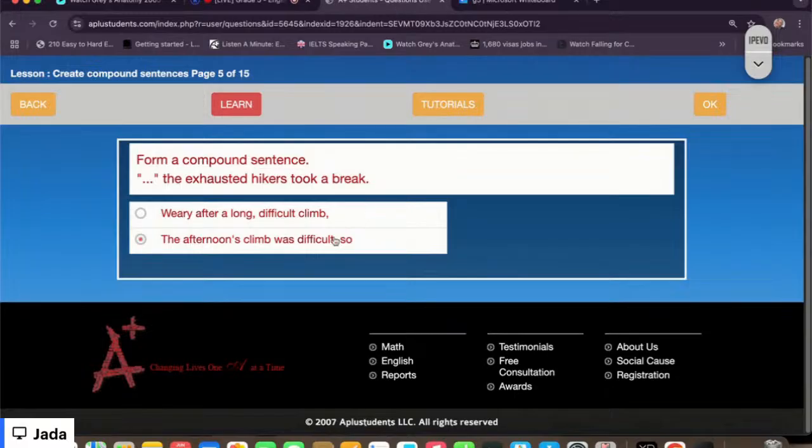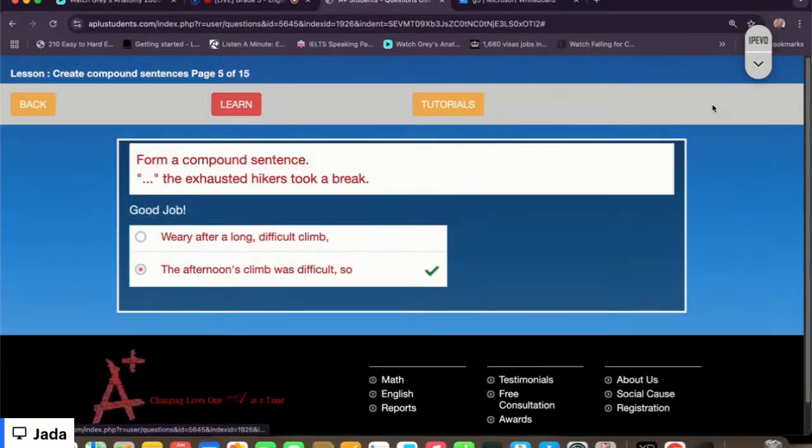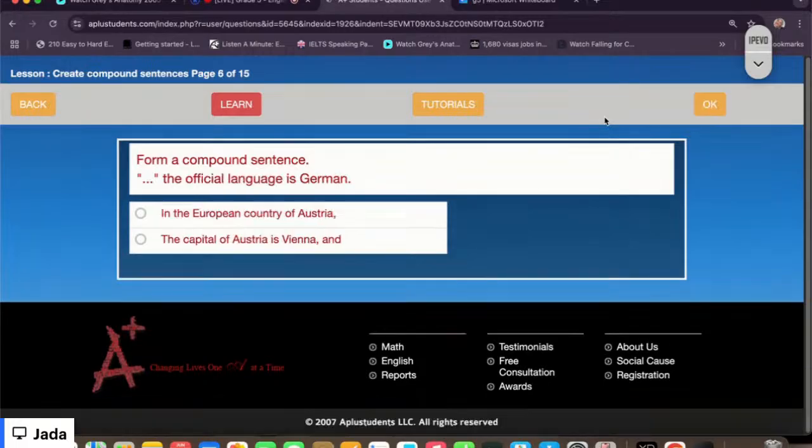Alright, so we have the second. Dash, the official language is German. In the European country of Austria, dash, the capital of Austria is Vienna, and the dash official language is German. Is it first or second?